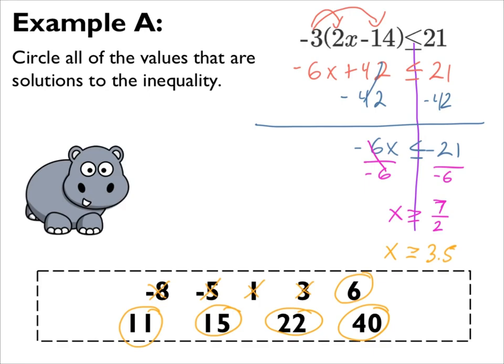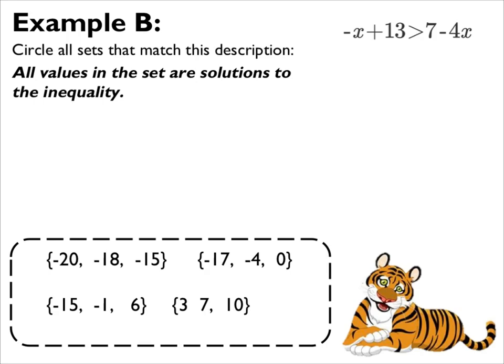Now let's take a look at example B. It says circle all the sets that match this description: all values in the set are solutions to the inequality. So once we've solved our inequality, we have to make sure that every number in the set is a solution to our inequality. I'm going to start by drawing our wall down from our inequality symbol.